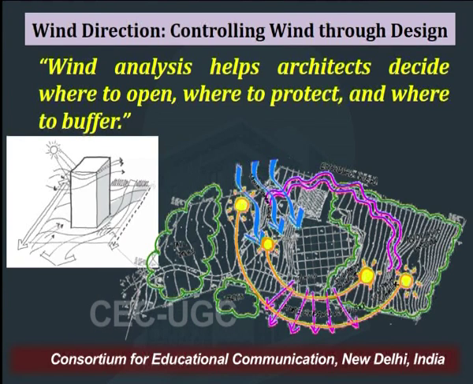So, wind analysis will help architects decide where to open, where to protect and where to buffer. Depending upon the prevailing wind conditions while doing the site analysis, it becomes easier for the architects to take the decision for the size of the fenestration, the location of the fenestration, and the exact size of the opening. So, where to protect and where to buffer is something that helps the architects take this decision before actually designing the project.